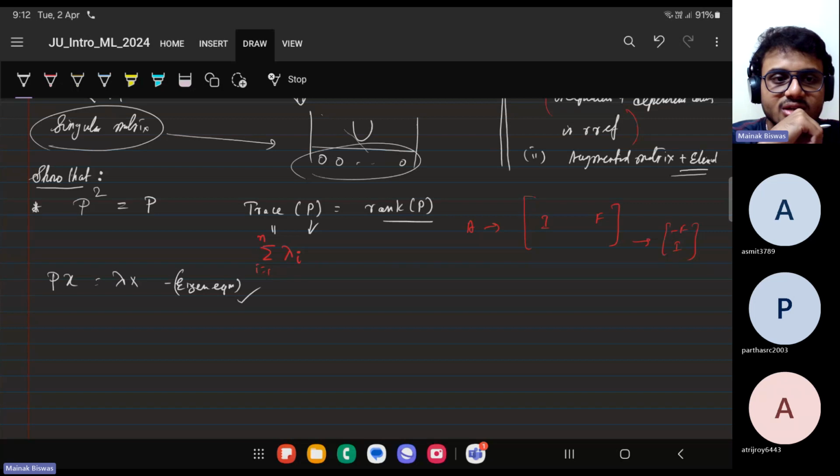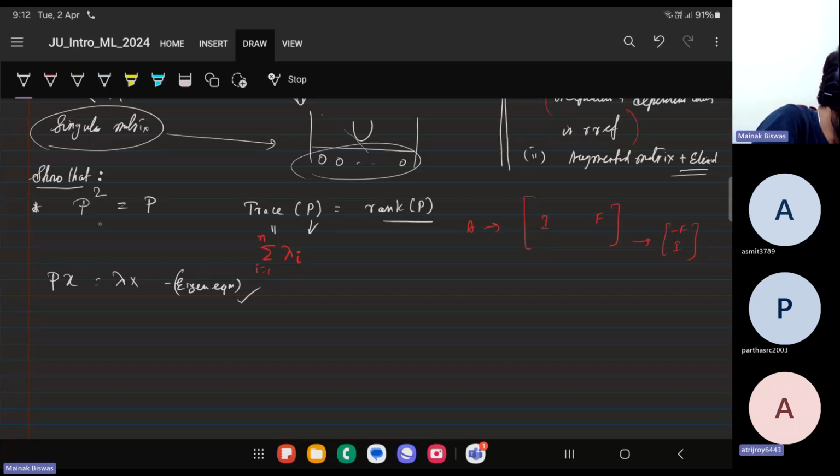What is the special type of matrix that is given to us? P squared equals P, that is given. Yes, we can multiply by P.